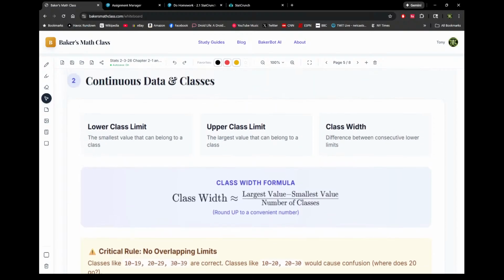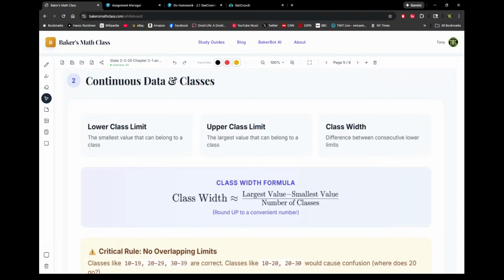So to do continuous data, we need to set up classes. So we need to organize the data into groups. So instead of organizing them into 0, 1, 2, 3, 4, we need to organize them into groups. For that, I need a lower class limit and an upper class limit. The lower class limit is the smallest value that can belong to that class. The upper class limit is the highest number that can belong to that class. And the class width is the difference between those two numbers. So we subtract them.